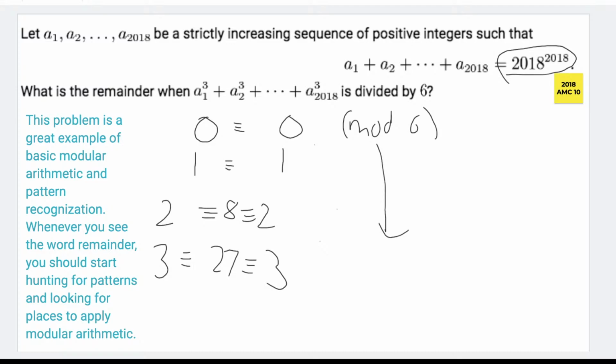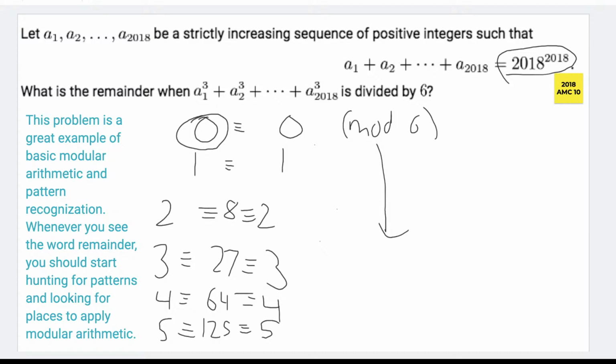Now let's look at 4. If you cube 4, you get 4 times 4, 16, times 4, 64. And if you divide this by 6, you still get a remainder of 4 in mod 6. Now let's look at 5. 5 times 5 times 5, 125. You divide this by 6, you still get a remainder of 5. Now we don't need to look at 6 because 6 is the same thing as 0 in mod 6. So we're not going to do this forever.